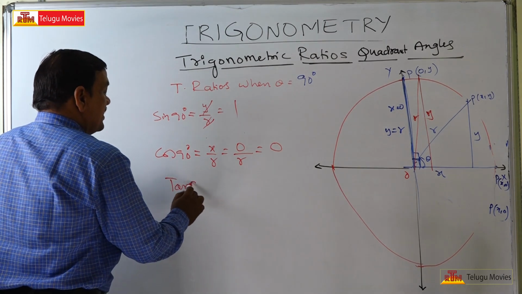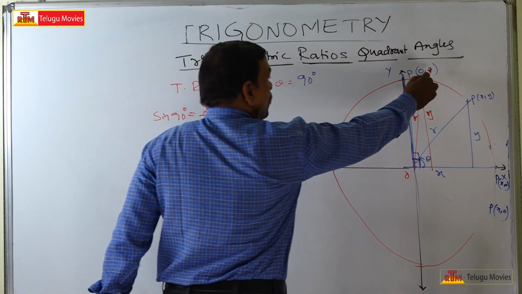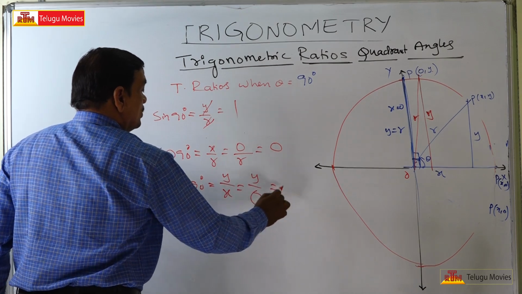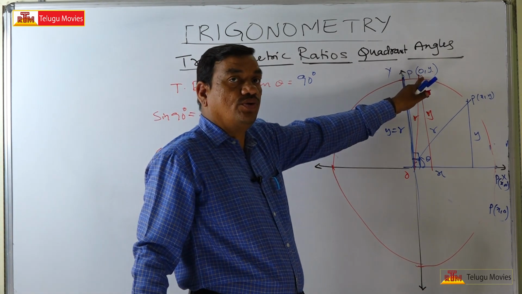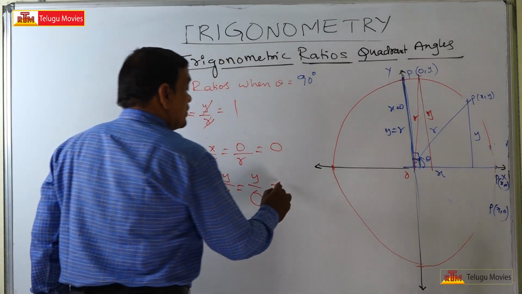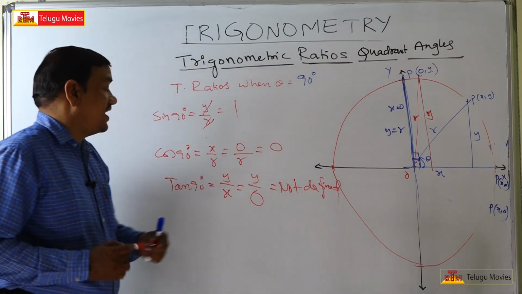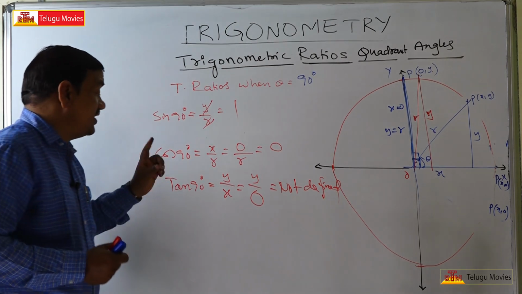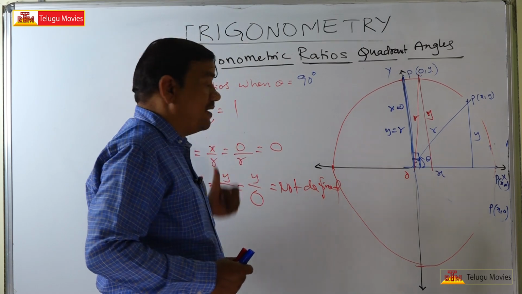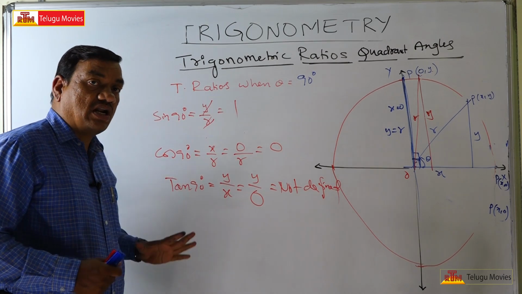What is tan 90 degrees? See here, this is important. Tan 90 degrees means y upon x, according to the definition. It is y upon 0, since the x value becomes 0. Therefore, division by 0 is not defined in the real numbers. That is why tan 90 degrees is not defined. Not only tan 90 degrees, but all odd multiples of 90, like pi by 2, 3 pi by 2, 5 pi by 2, are not defined.